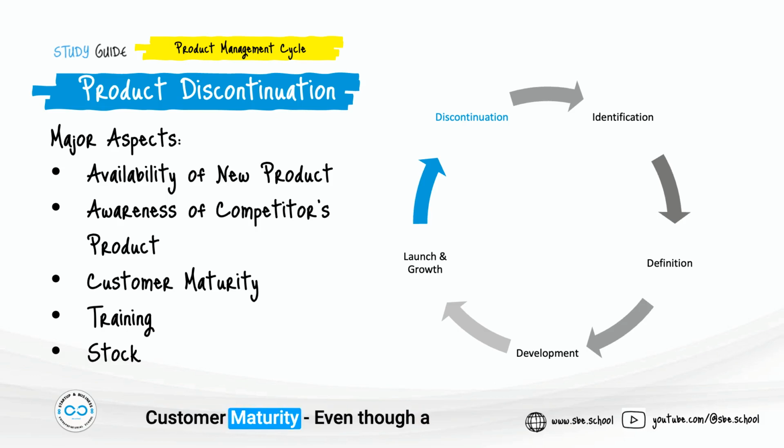Customer maturity. Even though a new product may be ready, it may not be possible to launch it because the customers are not ready for it. E.g., consumer durable manufacturers had washing machines ready in their product portfolio but could not launch it since the Indian customer was not ready for it. The Indian customer at that time felt that washing by hand was the done thing and that a washing machine never washed the clothes properly and that they never came out clean.